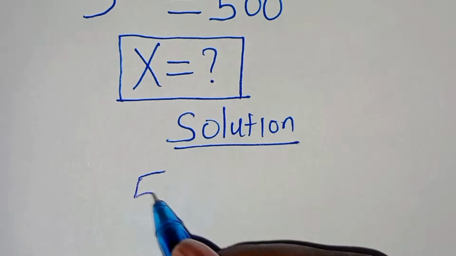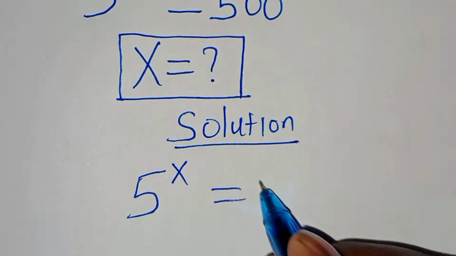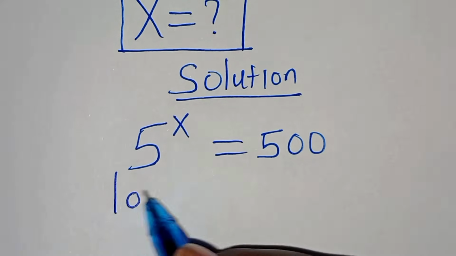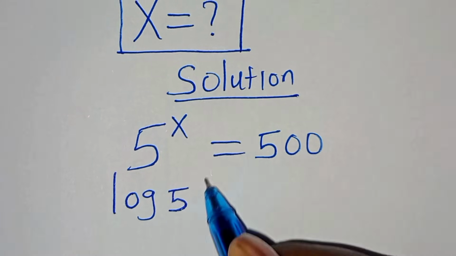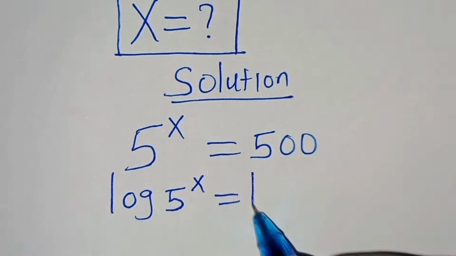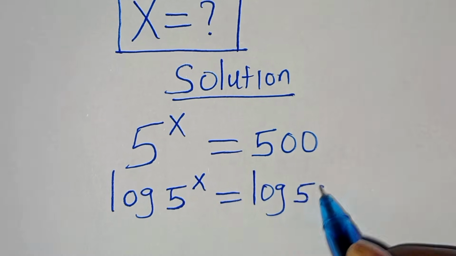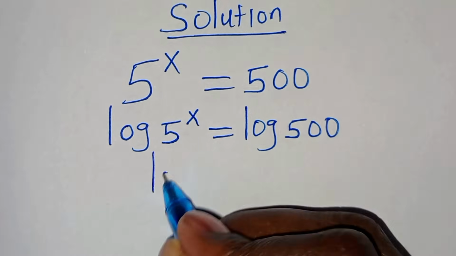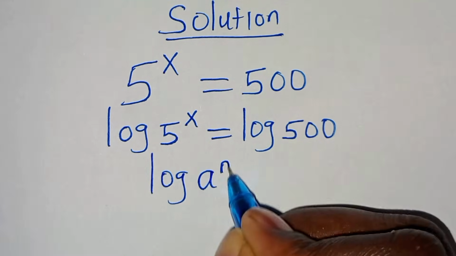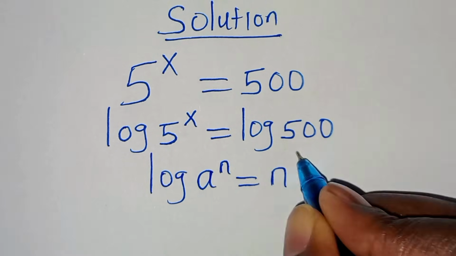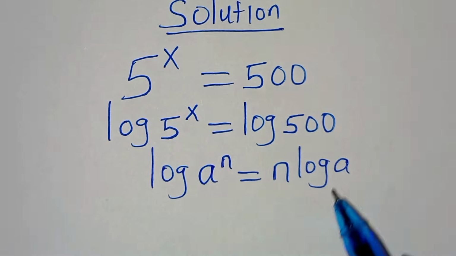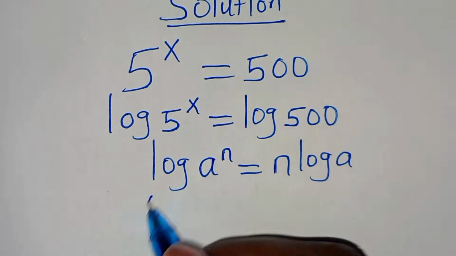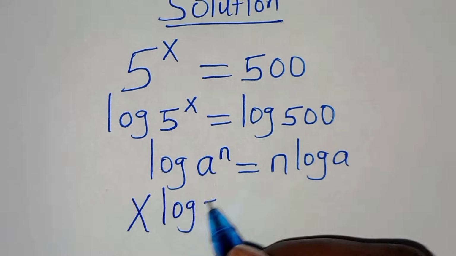So we have 5 to the power of x equals 500. To solve for x, we introduce logarithm on both sides. We have log 5 to the power of x equals log 500. So log 5 to the power of x is in the form of log a to the power of n, which can be expressed as n multiplied by log a. Applying this logarithm property, log 5 to the power of x becomes x log 5.